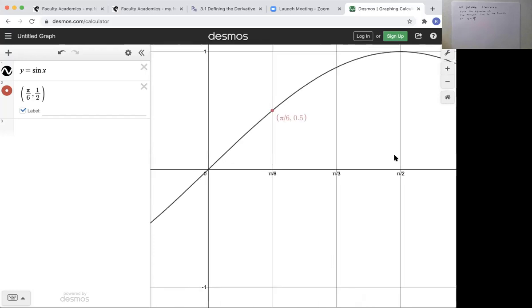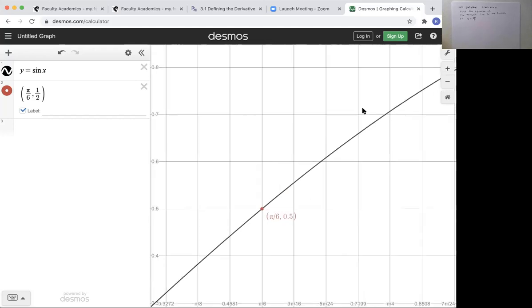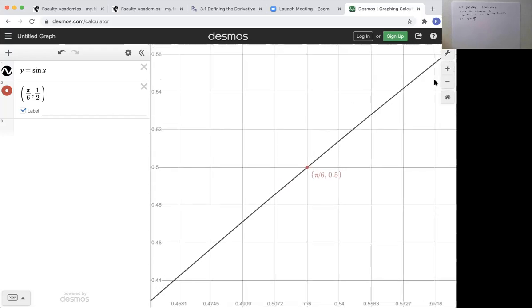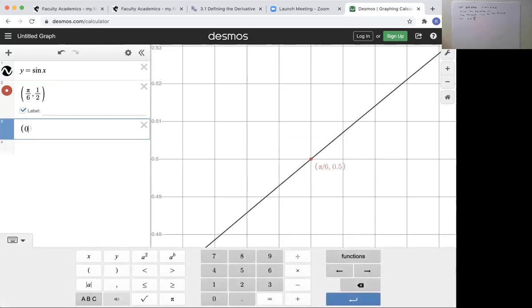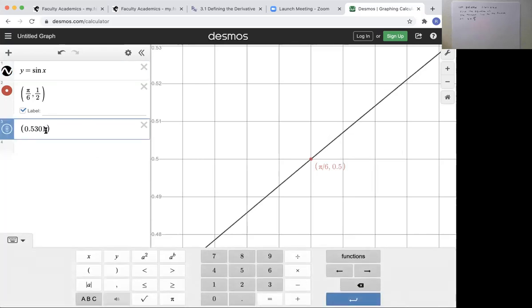So we're going to go ahead and zoom in 4 or 5 times till it looks virtually straight. Yeah, it looks pretty straight. We'll pick another point on here. Let's pick one. Sure, 0.5301. What was the y value? 0.5301 and 0.5056. Nothing special about this one. I just wanted to pick one that was close.